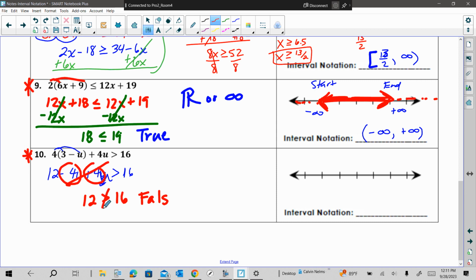12 cannot be greater than 16. So that's no solution. That's that empty set that we use here. So there's no number that exists on the number line to make this true. So the interval does not exist. We write DNE.